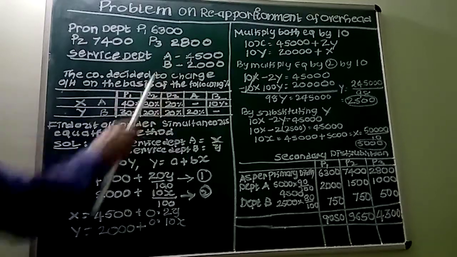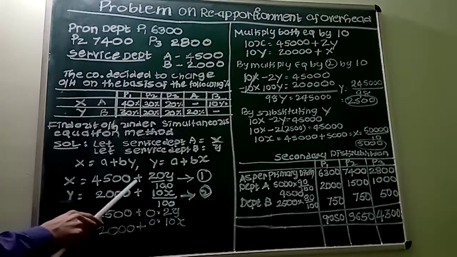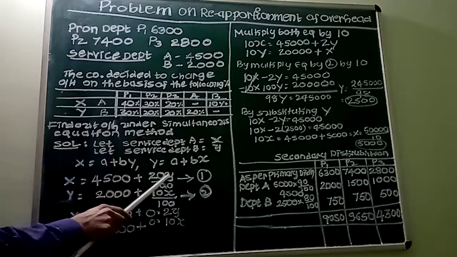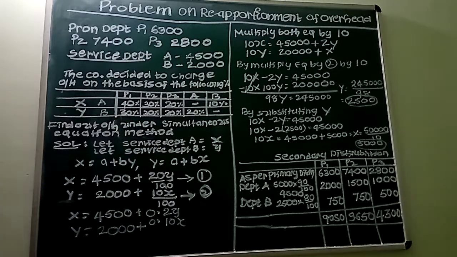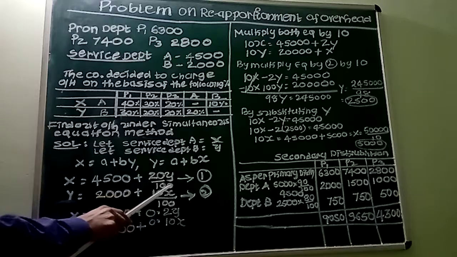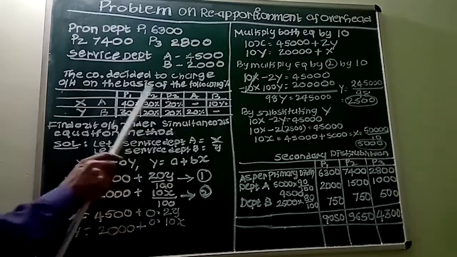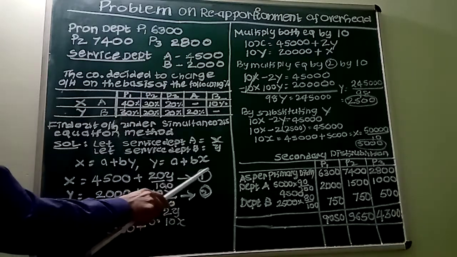This 4500 is already there. In addition to that, this department X has to take 20% of Y. I have written it here: 20 divided by 100, 20% of Y it has to take. This is equation number 1.